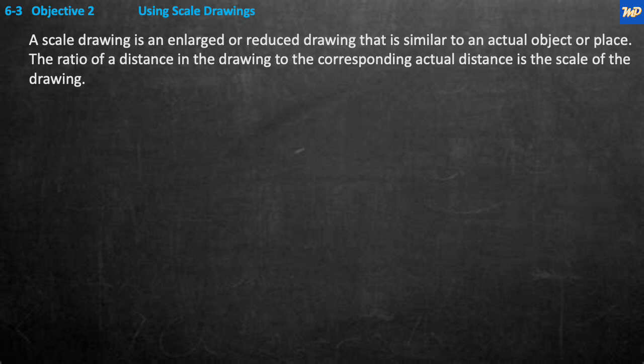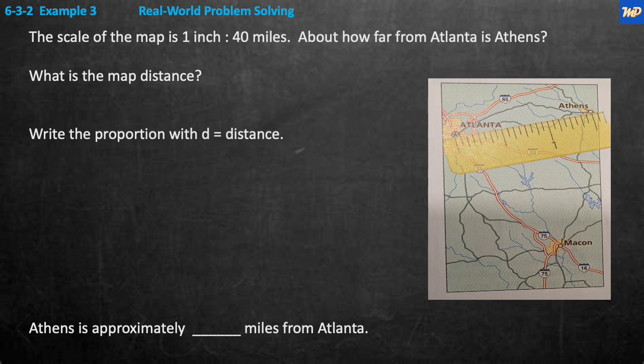So let's see what they're going to do here. Example 3, it's a real world problem we're going to solve here. The scale of the map is 1 inch to 40 miles. How far is it from Atlanta to Athens, Georgia? It says, what is the map distance? That's what they want to know. How many miles is it from Atlanta to Athens? We're going to use the scale. Write the proportions with D equal to distance. So we want to know the distance from Atlanta to Athens. And we know that it's 40 miles per inch. And we see from Atlanta on this little scale here, it's 1.5 inches.